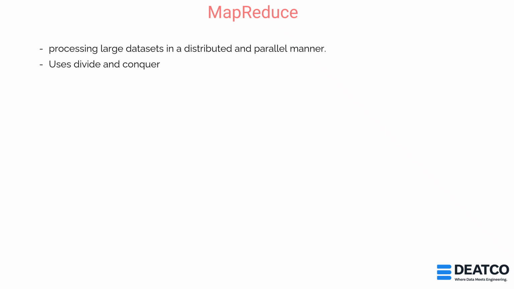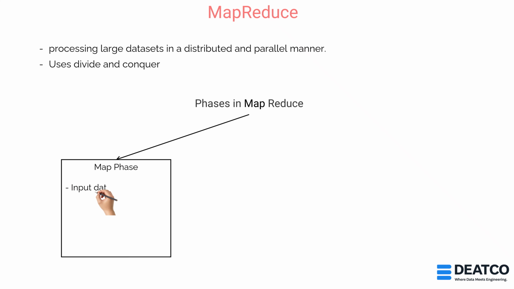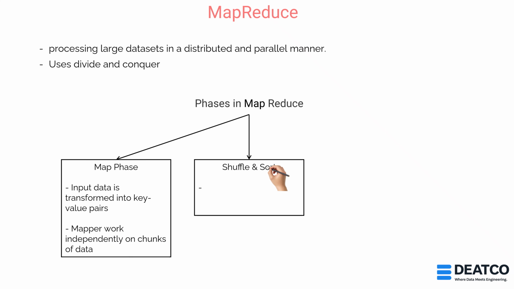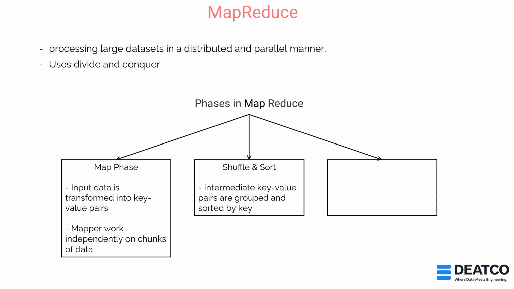The MapReduce process consists of two main phases: the map phase and the reduce phase. In the map phase, input data is processed and transformed into intermediate key value pairs. Each mapper works independently on a portion of data. These intermediate outputs are then shuffled and sorted, grouping all values associated with the same key together. In the reduce phase, the reducer processes these grouped key value pairs to produce the final output.